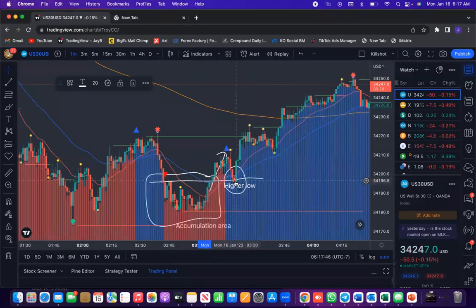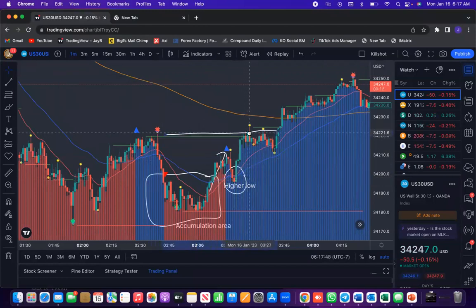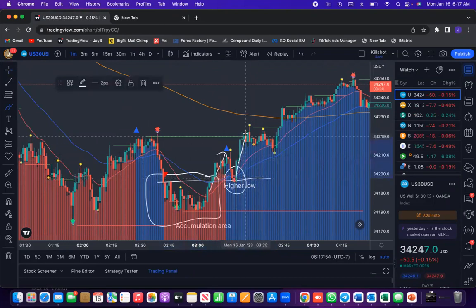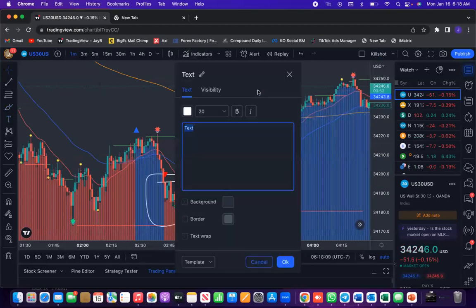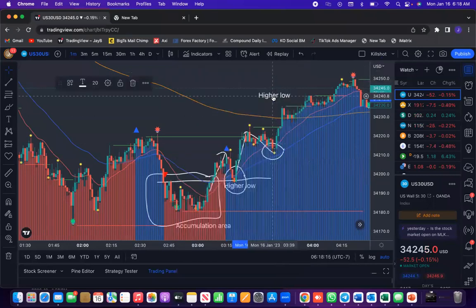We get our pullback back down to this higher low, and it pushes, engulfs, pushes up to this resistance level. Okay, and then retests to what over here now? And what do we have here again? We have another higher low.